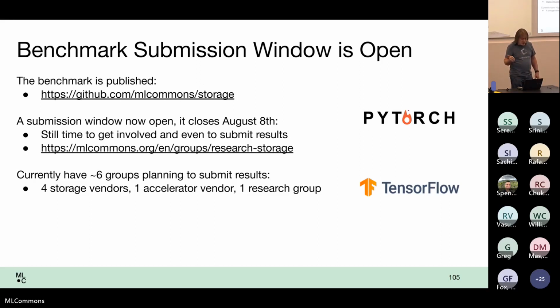Okay, so the submission window is open. We currently have, I think the latest count was like six groups planning to submit: four storage vendors, an accelerator vendor, and a research group. Argonne National Lab, by the way, is a wonderful resource because they have one of everything in terms of accelerators, Cerebras, and just everything.